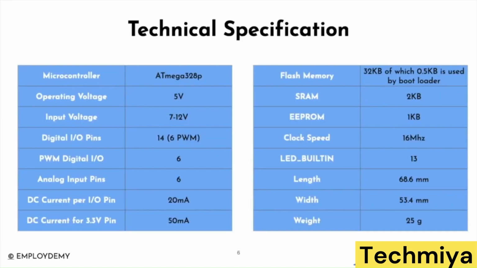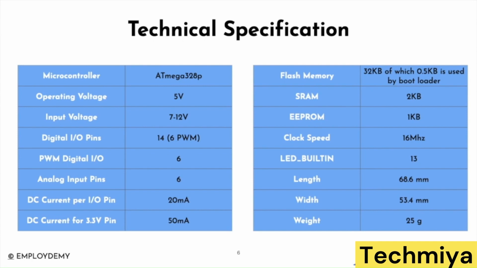Now coming to the technical specification of Arduino. What type of microcontroller does it have? It has an Atmega 328p. Now what is the operating voltage? The max voltage the Arduino can give you is 5 volt. What is the input voltage? If you're not using USB but using some battery to give input to the Arduino, you can give anywhere between 7 to 12 volts of input.